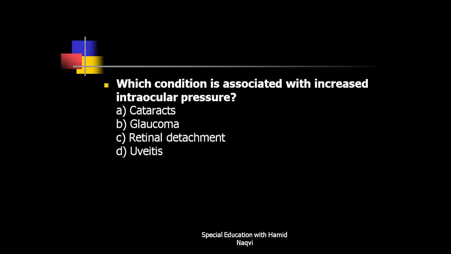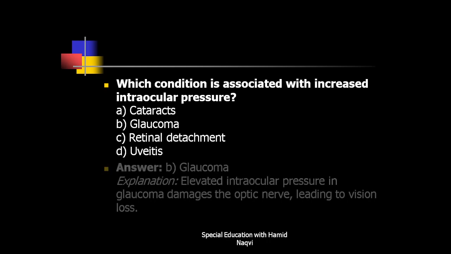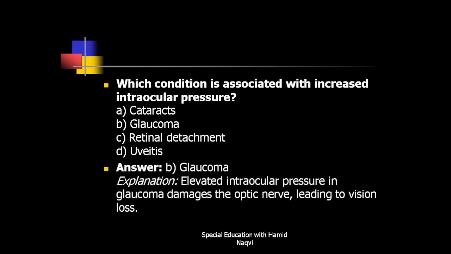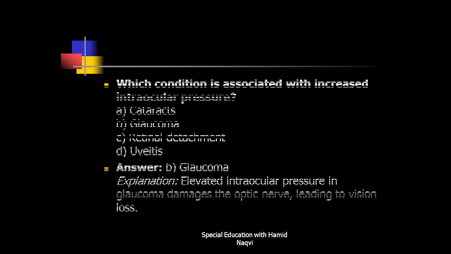Which condition is associated with increased intraocular pressure? Cataract, glaucoma, retinal detachment, or uveitis? Answer is glaucoma. Elevated intraocular pressure in glaucoma damages the optic nerve leading to vision loss.